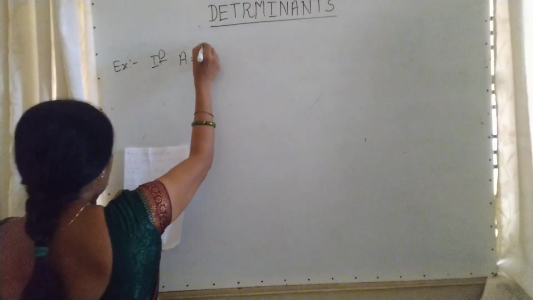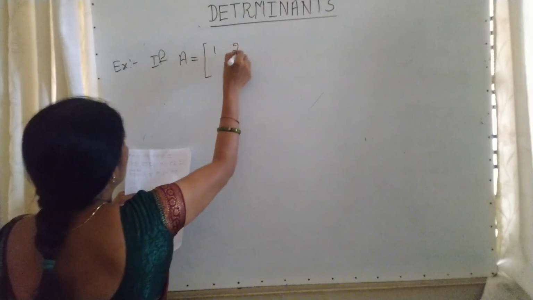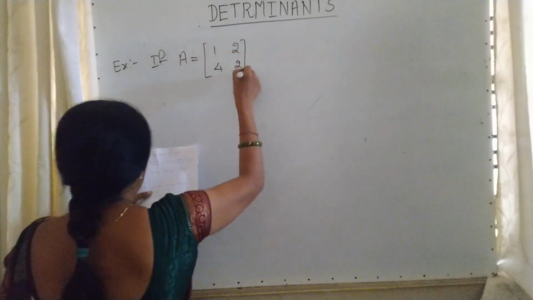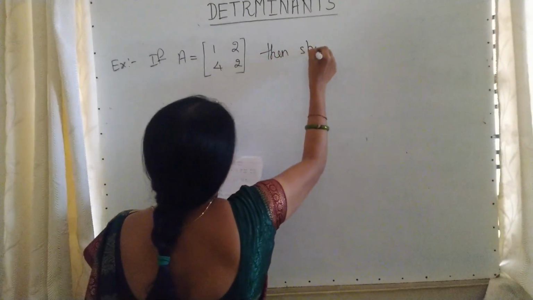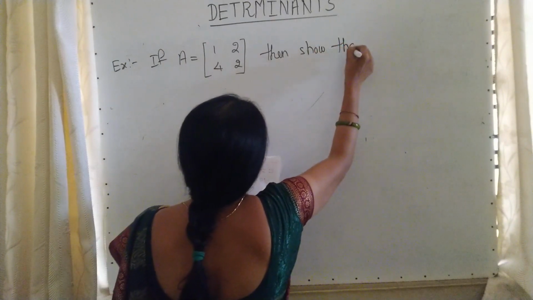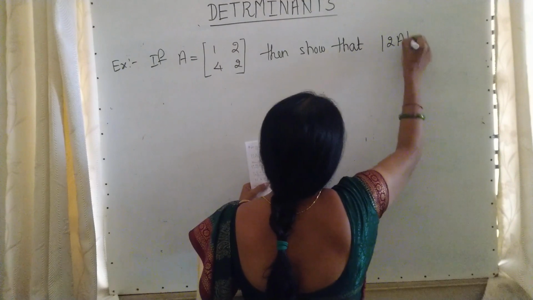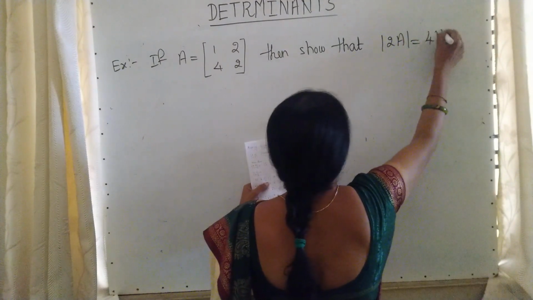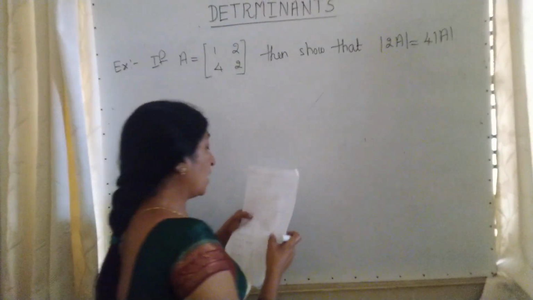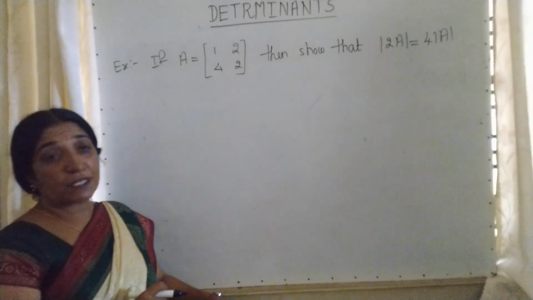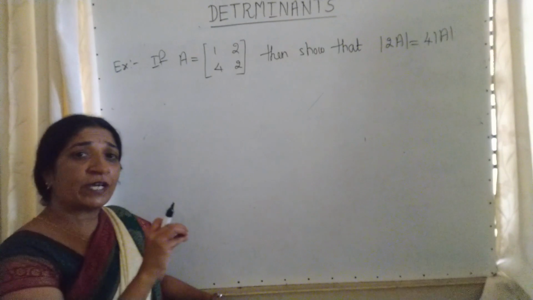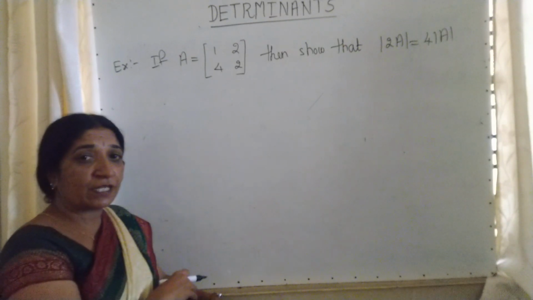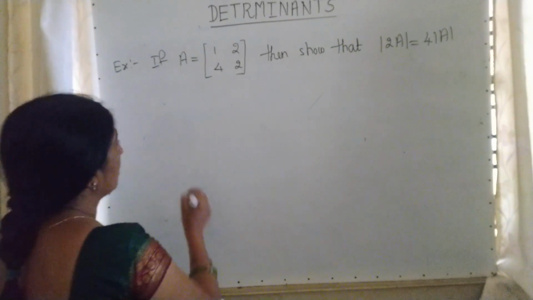If a is equal to 1 2 4 2, then show that determinant of 2a is equal to 4 into determinant of a. I know that our students are very happy if the question contains show that or prove that. Why? Because they know how to adjust the answer. Even though they are not getting the answer, they know how to adjust the answer.